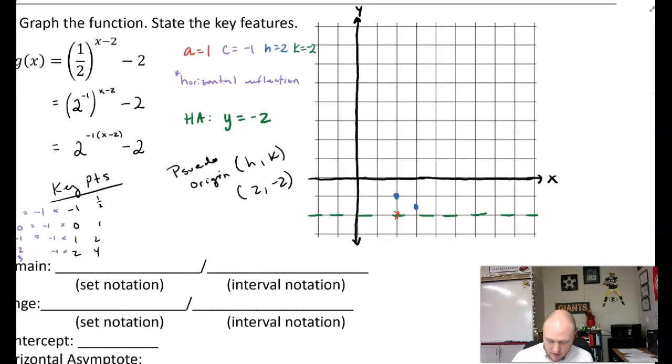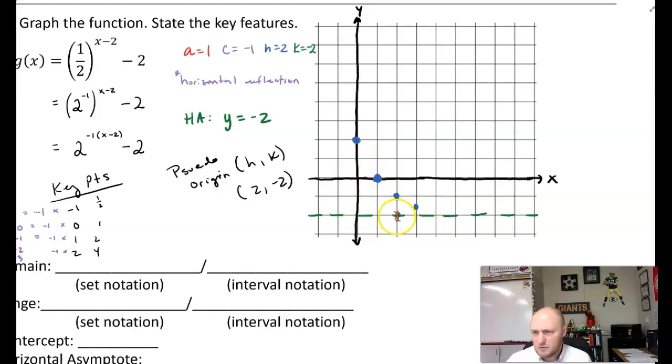0, 1. Let me go up 1. Back to my pseudo origin. The next one, I would normally go right 1 up 2, but instead of right, I'm going left. So left 1 up 2. Okay, same direction. Left 2 up 1, 2, 3, 4.